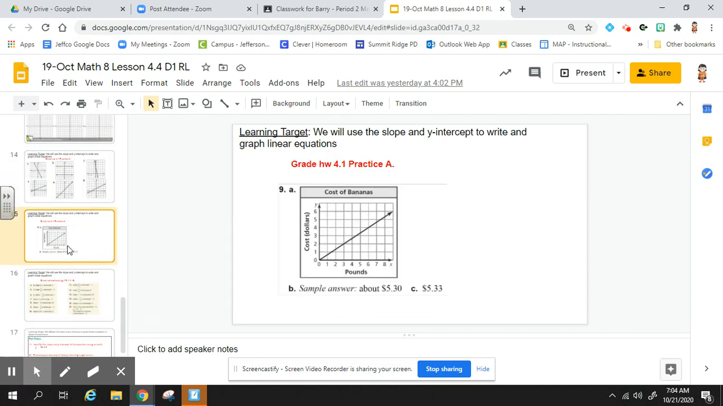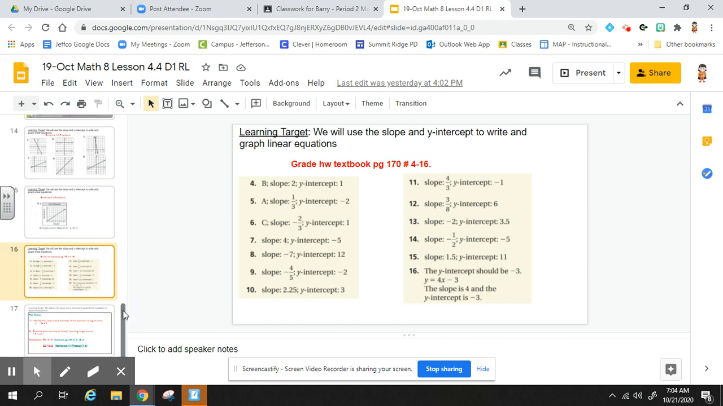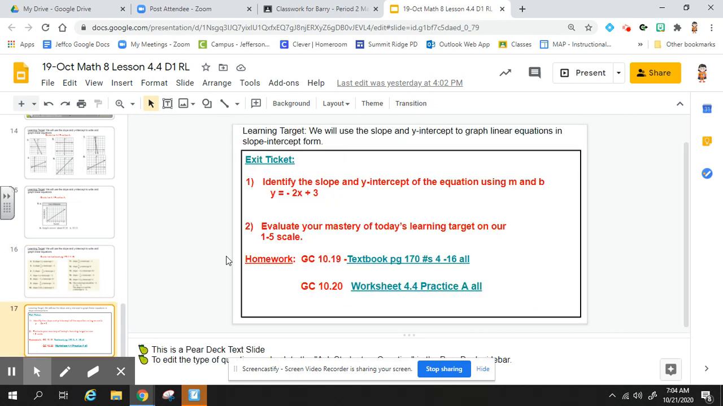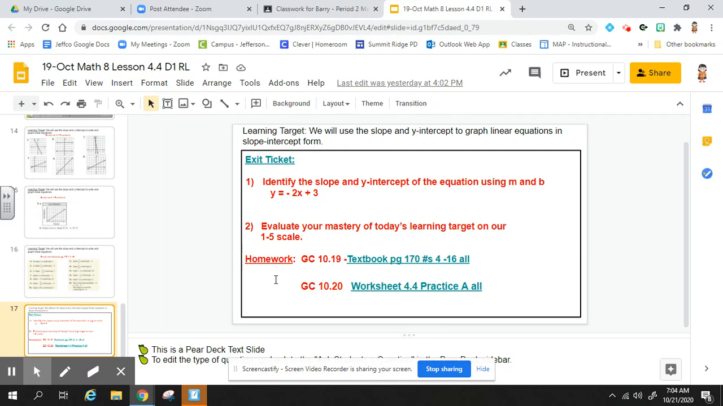Each problem is worth 2 points. Number 9 is 2, 4, and 6. This is your homework, page 170 as well. So it's like your weekly assignments and your weekly grading. And then on this one, you have that assignment that's right here that you could see on the previous slide is your grading. Make sure you show your work, and then you'll have a worksheet 4.4 practice A.